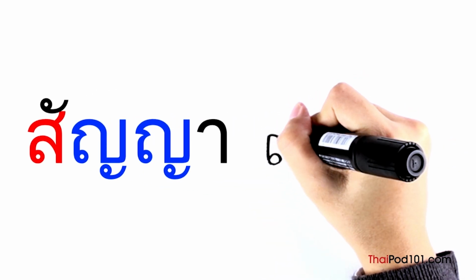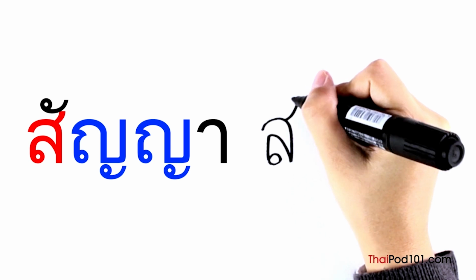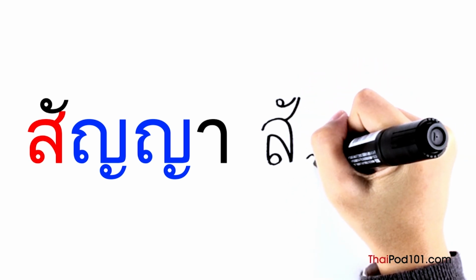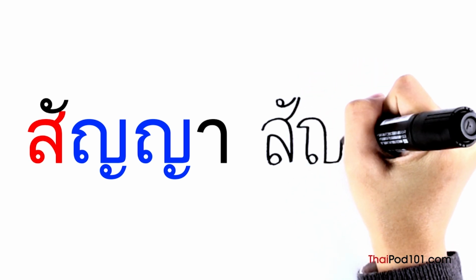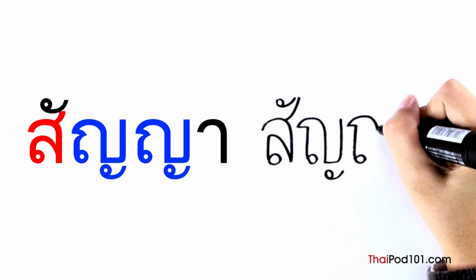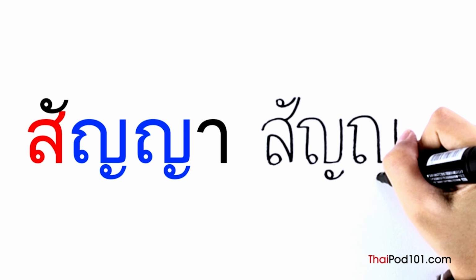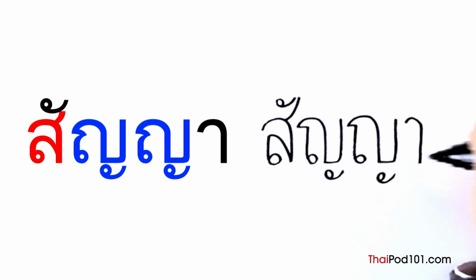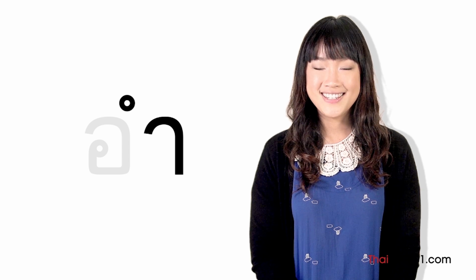สอเสือ ไม้หันอากาศ ยอหญิง ยอหญิง สระอา สัญญา. Let's learn one more vowel in this lesson.